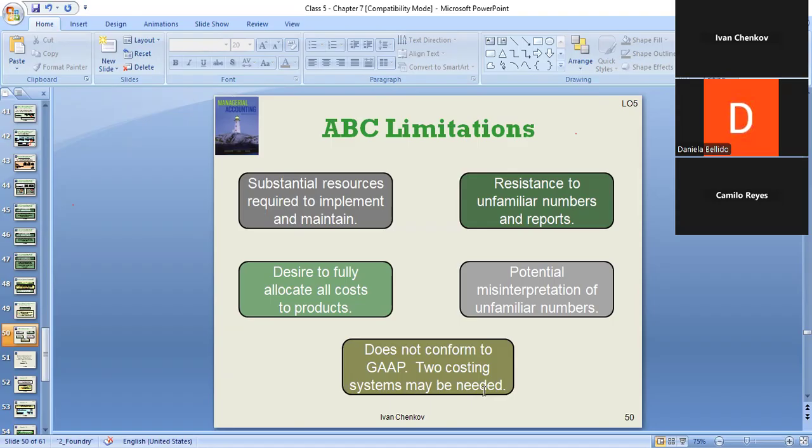The next limitation of activity-based costing is that the management of the company, at all levels, has to have a full desire to allocate the cost to the product. Most of the time that doesn't happen. Why? Because activity-based costing tends to reveal things that when you see them, you don't like them.